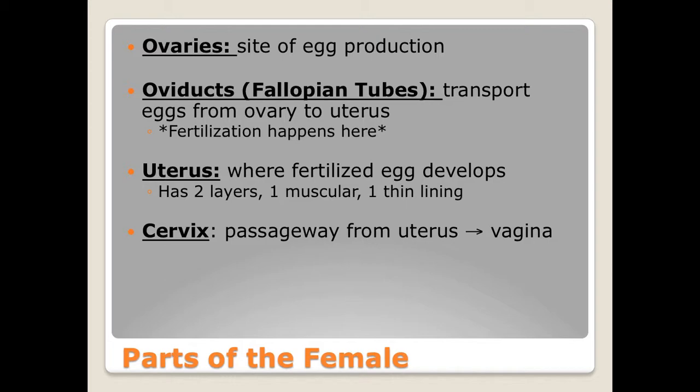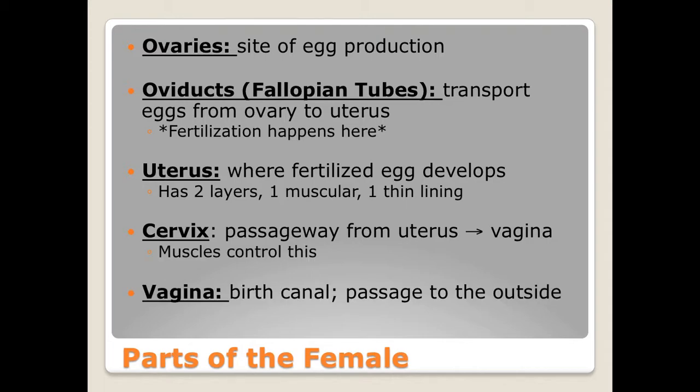The cervix is at the base of the uterus, so it's just the opening to the uterus. It is a round muscle, and that's going to lead to the vagina, which we can also think of as the birth canal or the passage to the outside, or if you're thinking it from the other way, it's the passage to the inside.